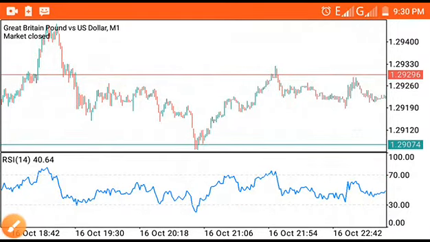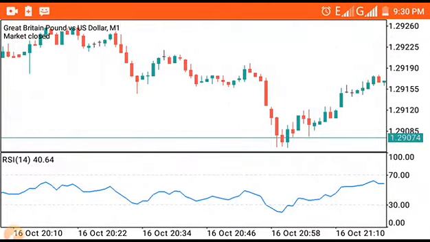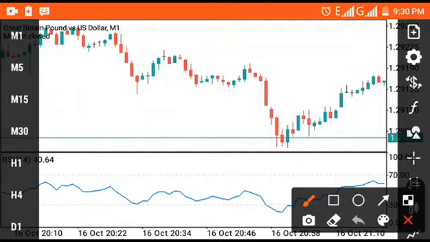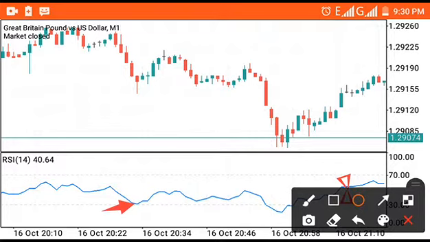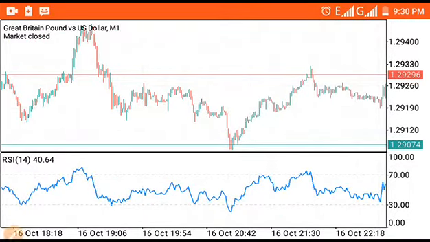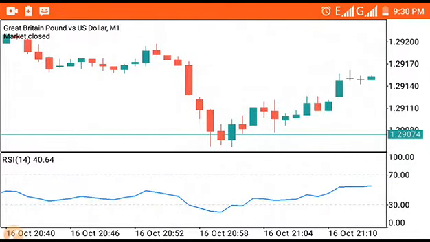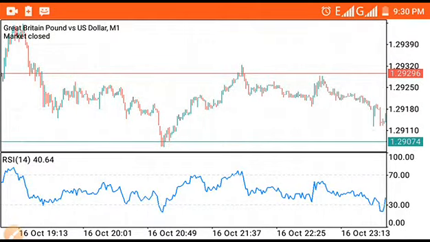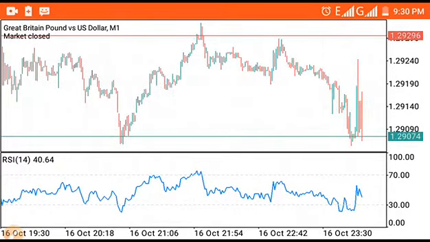And if you check for another example, like here, let me point it out to you. Here, price touched, and if you can see from here, it touched almost close to the oversold territory. So that one actually obeyed the law of the RSI. When it touches the bottom, it goes up. When it touches the top, it goes down. That's just how it works.